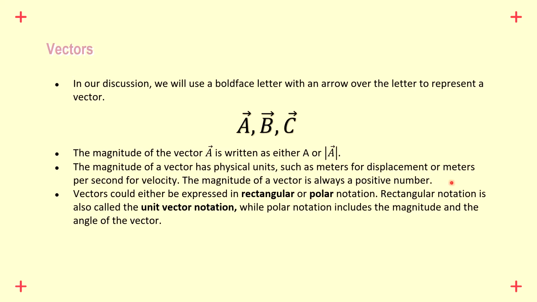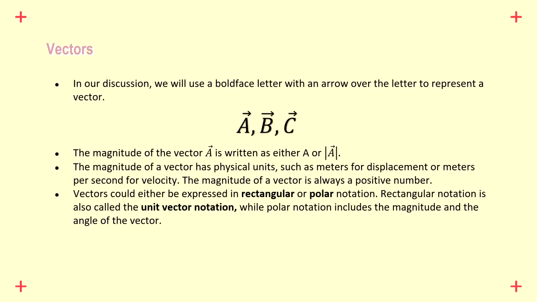Vectors could either be expressed in rectangular or polar notation. Rectangular notation is also called the unit vector notation, which will be discussed later, while polar notation includes the magnitude and the angle of the vector.